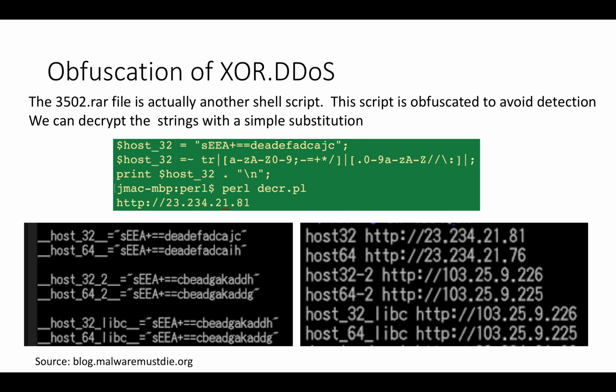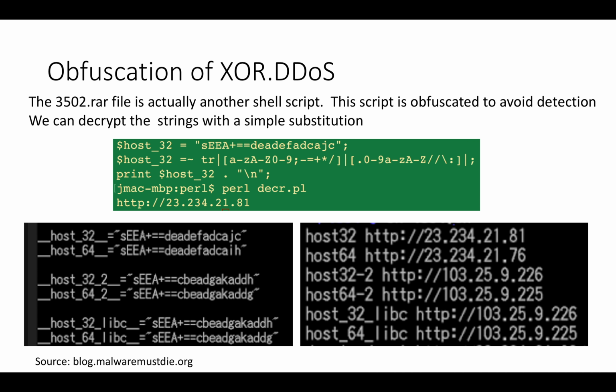This is where it gets its name of XOR DDoS, and it uses a simple substitution to get into it. And I did just a basic little Perl script, uses a function called transliterate, and it just takes one character on the left, one character on the right, and swaps them in and out. So kind of a simple substitution cipher. And when you do that and you take a look at the 3502 script itself, you can see that they've encrypted all of the IP addresses.